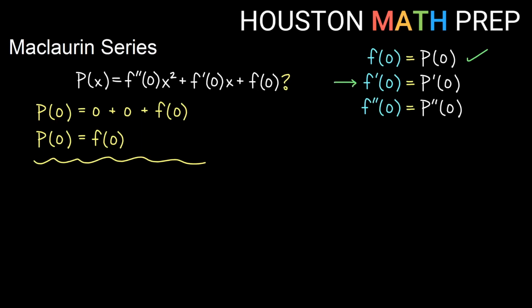So then we'll need to check next, is the first derivative at 0 on the original function the same as my polynomial's first derivative at 0? So we'll need to check p prime of 0. I haven't figured out the derivative yet, so let's do that.